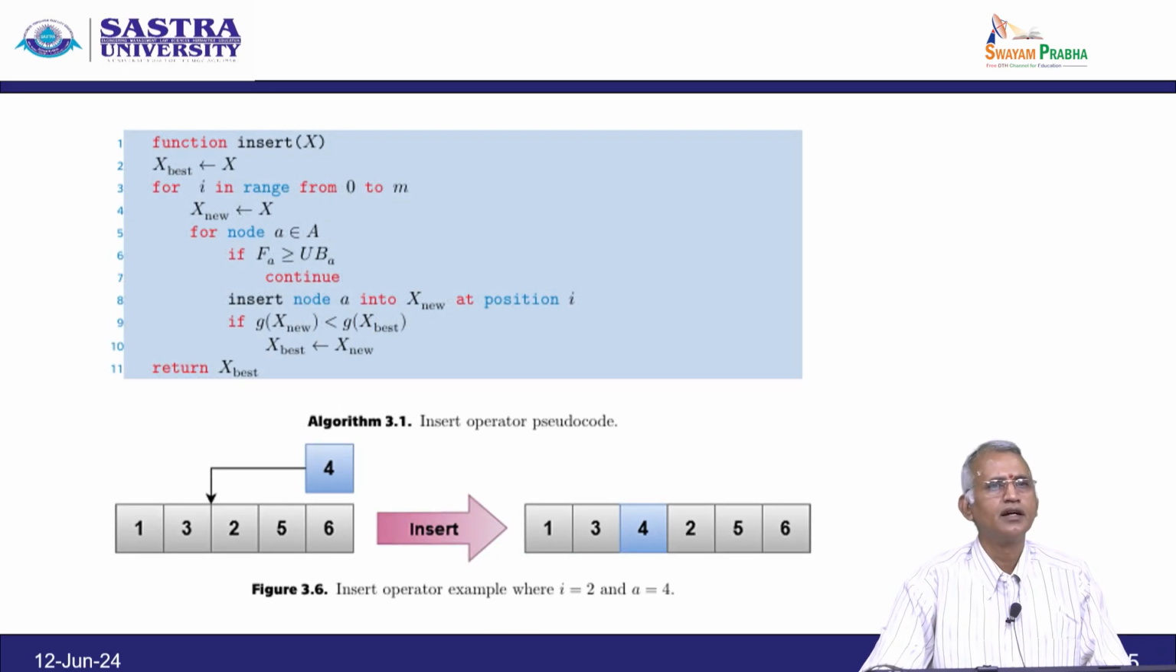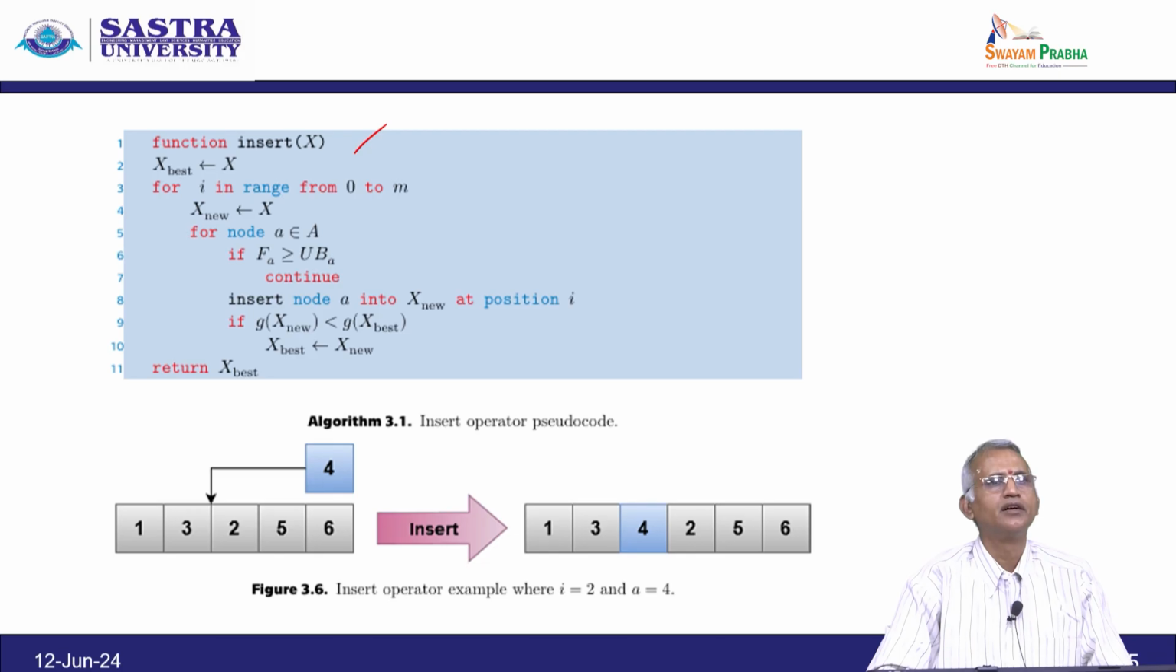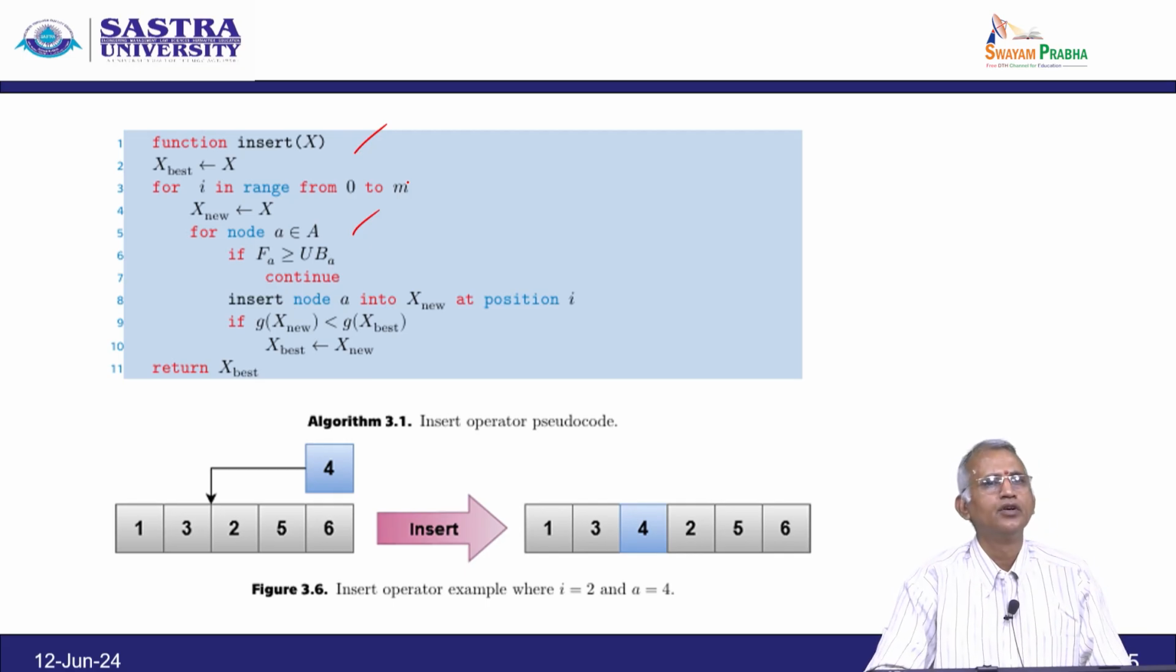So, this is the pseudocode. We have the function insert(x): x_best is x, and i varies from 0 to m, and x_new is designed for each node a in A: if f_a is greater than or equal to the upper bound, continue; insert node a into x_new at position i. Then, if g(x_new) is less than g(x_best), x_best becomes x_new. Finally, return x_best.